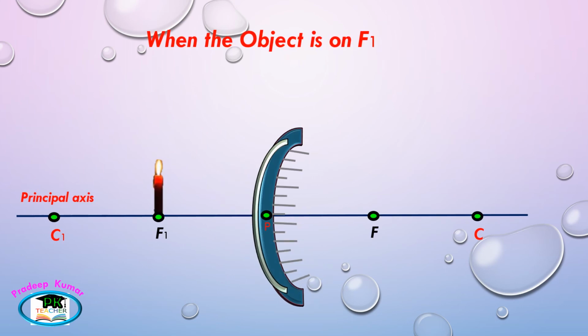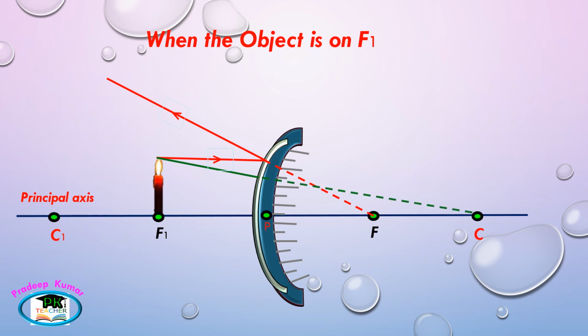Principal axis, when the object is on F1, parallel to principal axis and deviates as if the ray coming from the focus. Second rule, it is going towards the center of curvature and return back in the same direction or same path, and the image is formed. Nature of image, virtual, erect and diminished.